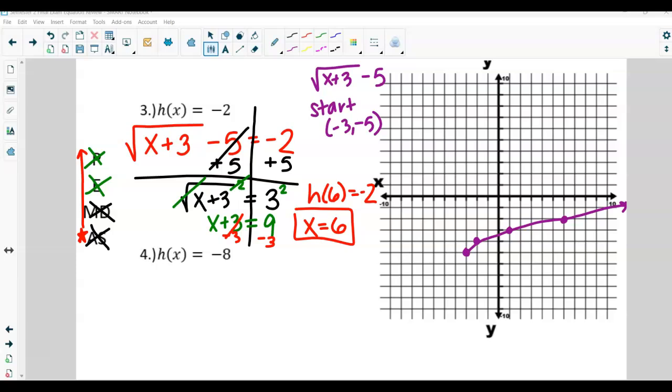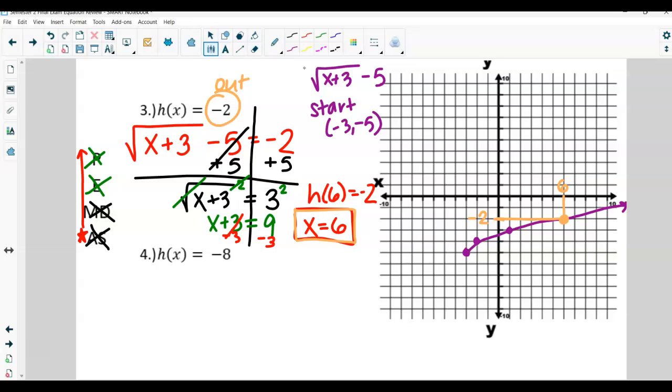And now we can see that if our output is -2, -2 is our y value, which is right there. And if we trace over, that's the point we want to look at. And if we look up, this is the x value 6, like we wanted to get here.